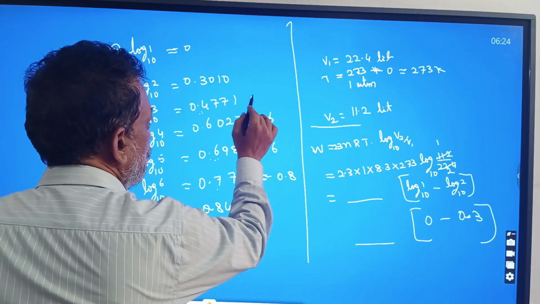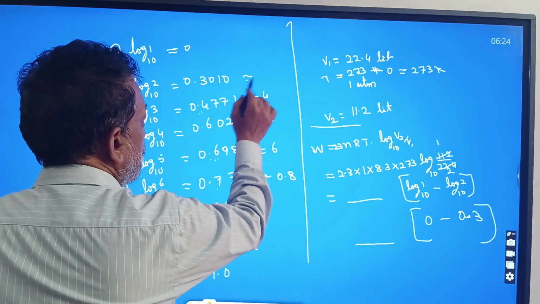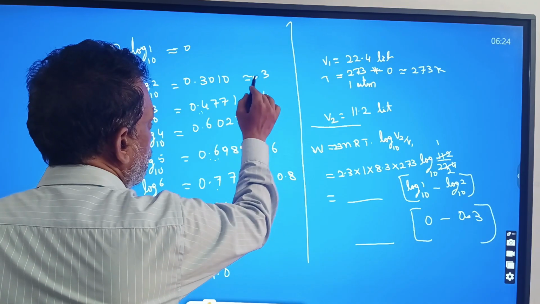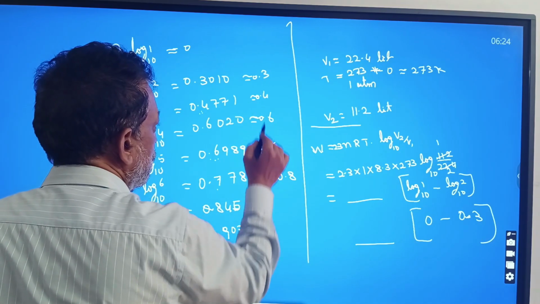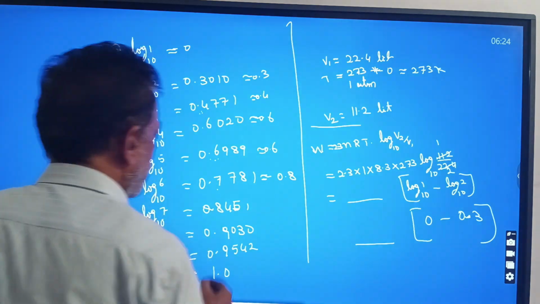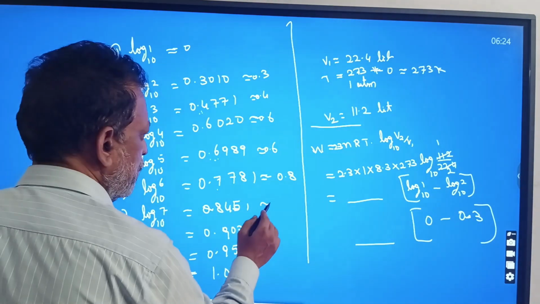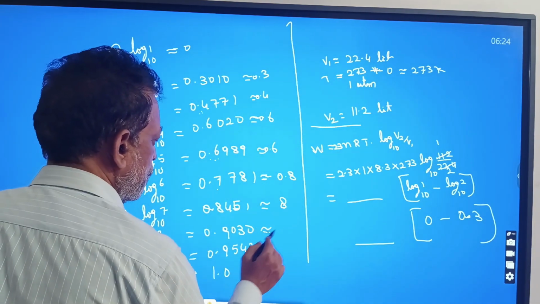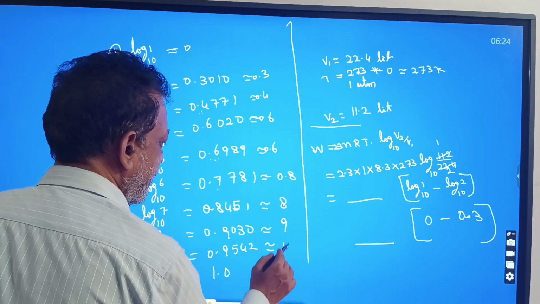So this is 4 only. This is 3 only. Don't say that one, so there won't be much difference. This is 8, so you can take 8. This you can take 9. This also you can take 9. No problem. You put 1.